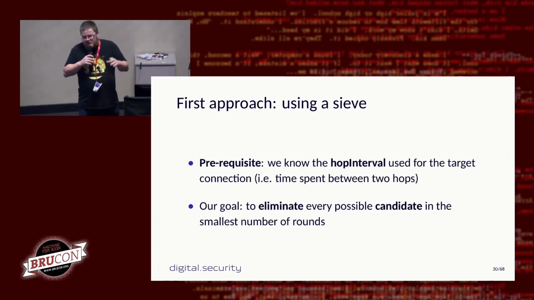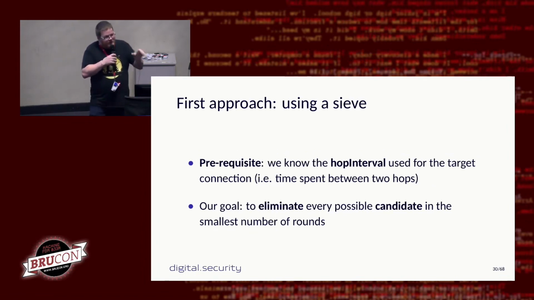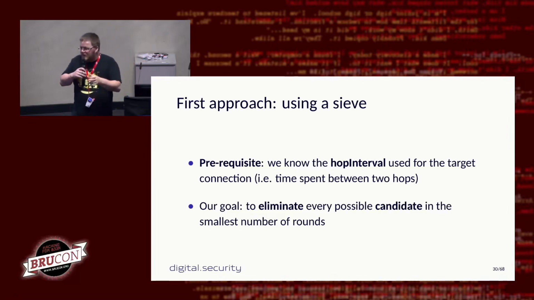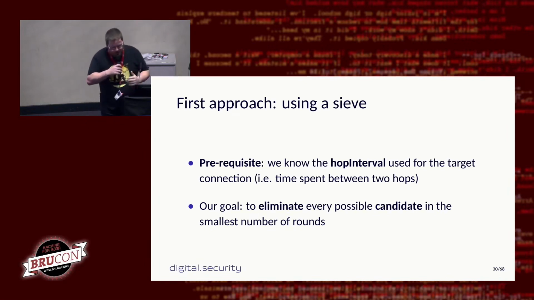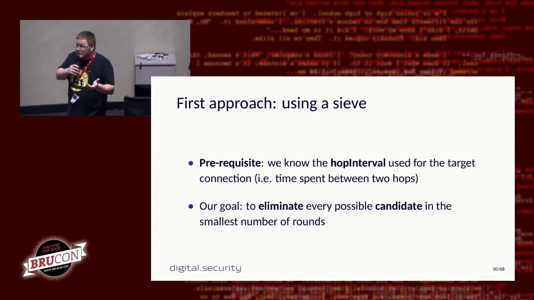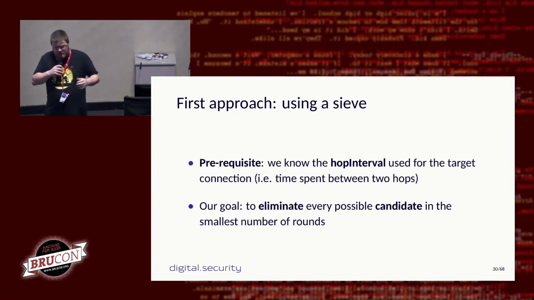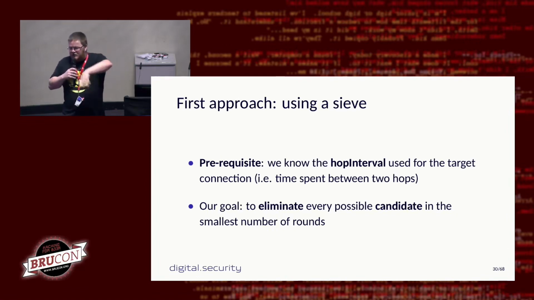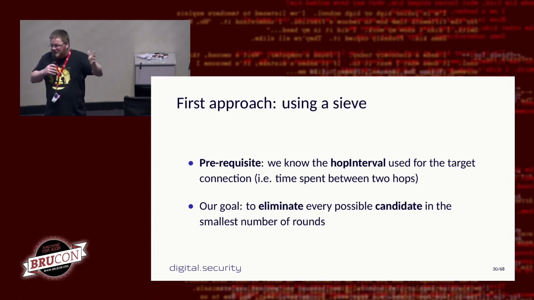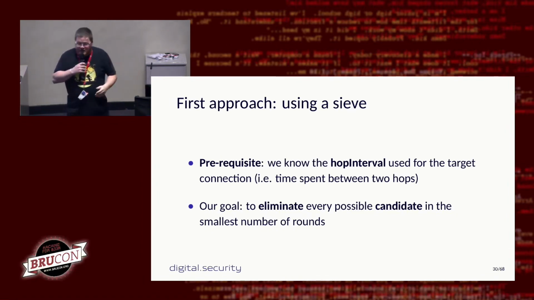The prerequisite for this is to know what is called the hop interval, which is basically the time spent by a device on a channel. Let's consider that we know this value for this attack. Our goal is to recover the counter value at a given time. I started to think about an attack, and I'm quite sure you all know the Sieve of Eratosthenes used to compute prime numbers. You get this matrix, you cross out numbers, you eliminate each candidate, and the only candidates left are prime numbers. This is quite the same.